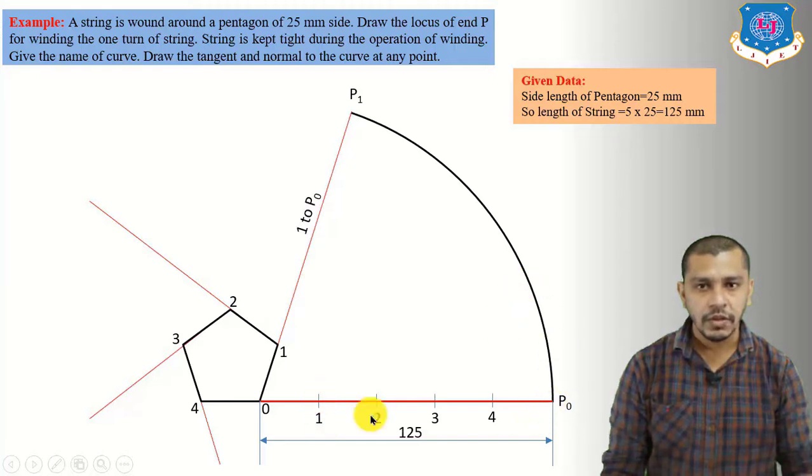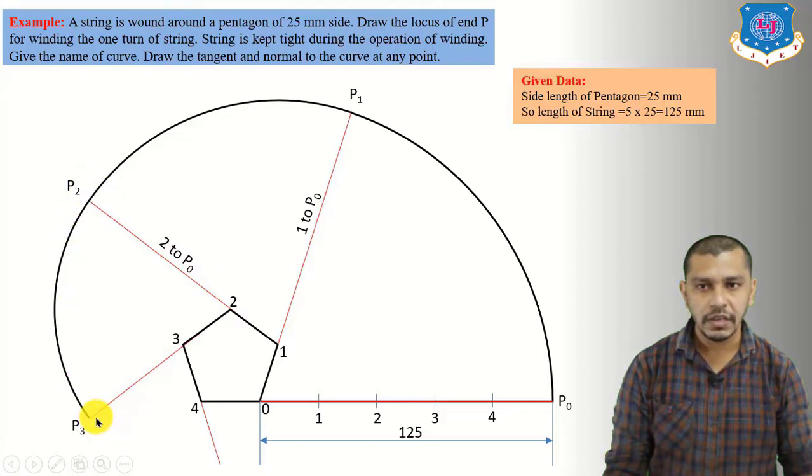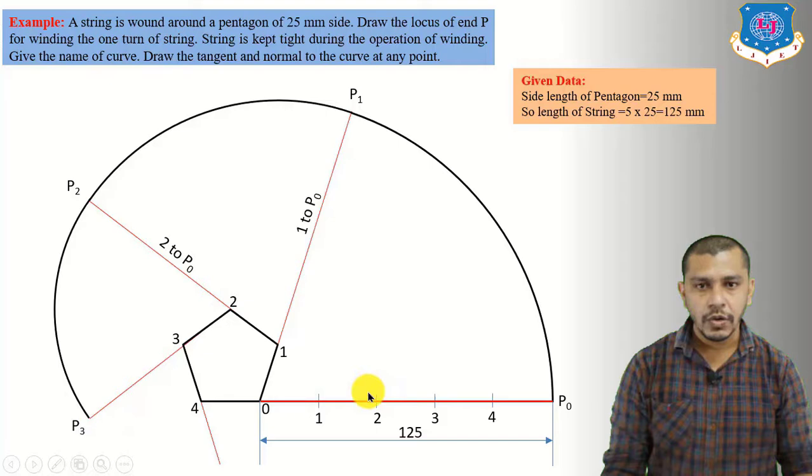Now measure 1 to P0 on the divider, or you can also measure 1 to P1, and by taking center at 1, give an arc. You will get P2. Now the length of 2 to P2 will be equal to the length of 2 to P0. So the next step is to measure 2 to P0 on the divider, and by taking the center at 2, give an arc. You will get P3. You can also measure 2 to P2 because the 2 to P2 and 2 to P0 distances remain the same.